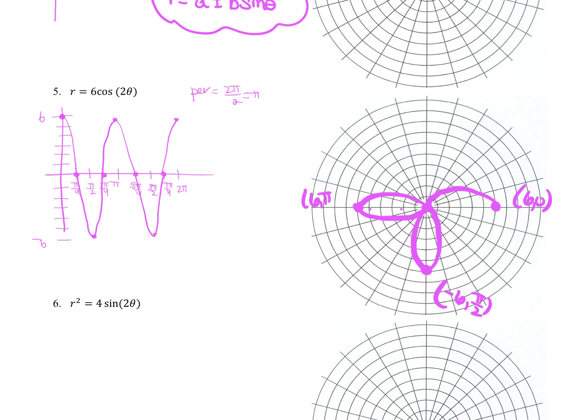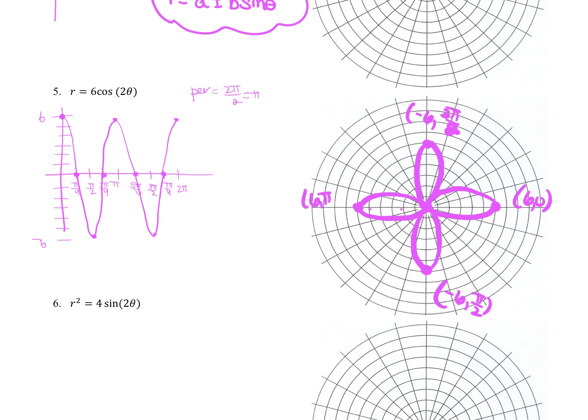Then we have -6 comma 3 pi halves. So instead of going down, we're going up. Oops, that's a 3 pi halves. Counterclockwise again. Then we come into the pole, and then we end at 6 comma 2 pi. And what this is called is a rose.